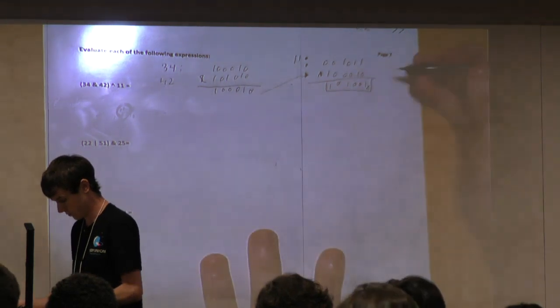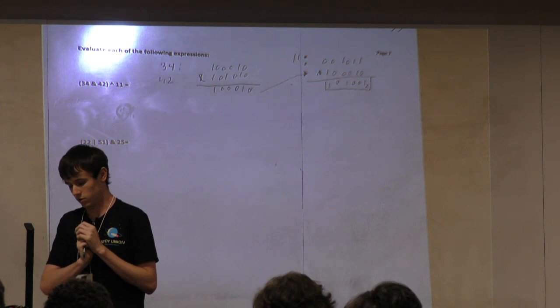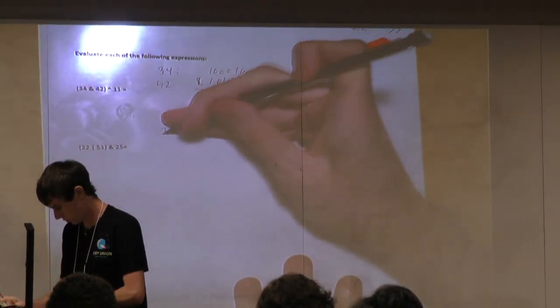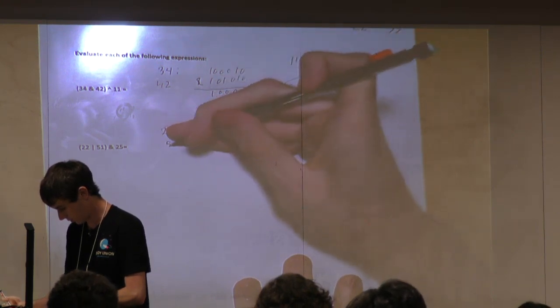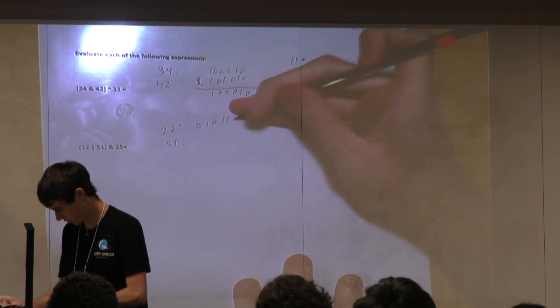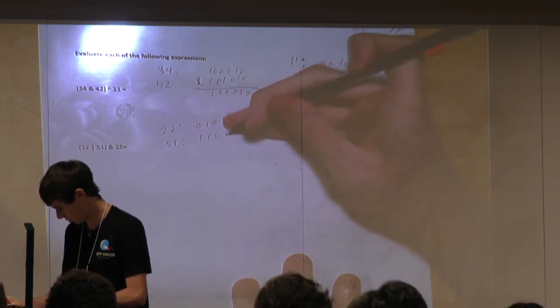So our next one is 22 OR 51, ANDed with 25. Just like I said before, we're going to work from our parentheses outwards. So 22 and then 51. 22 is 0, 1, 0, 1, 1, 0. And 51 is 1, 1, 0, 0, 1, 1.